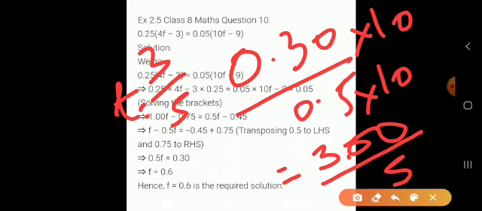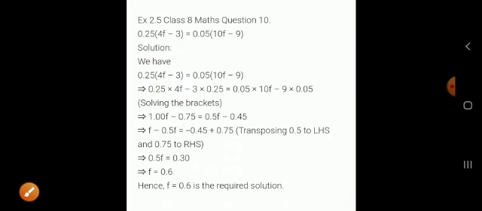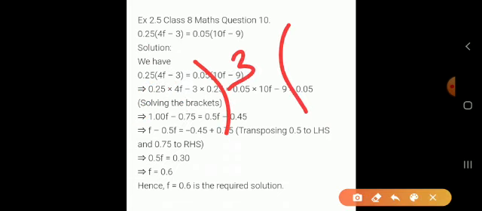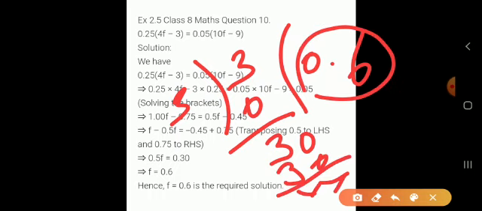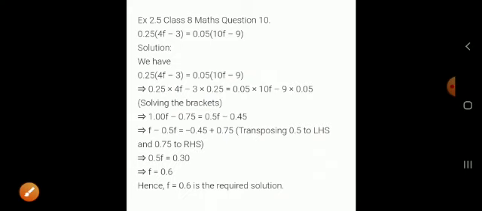Now 3 upon 5, we will see how to divide. 3 divided by 5. 5 zeros are 0, remainder 3, decimal here, 0 here, 5 sixes are 30. So what answer are we getting? 0.6. So the f value is 0.6. By this your exercise 2.5 is over. It needs to be solved in your CWs. Happy learning.